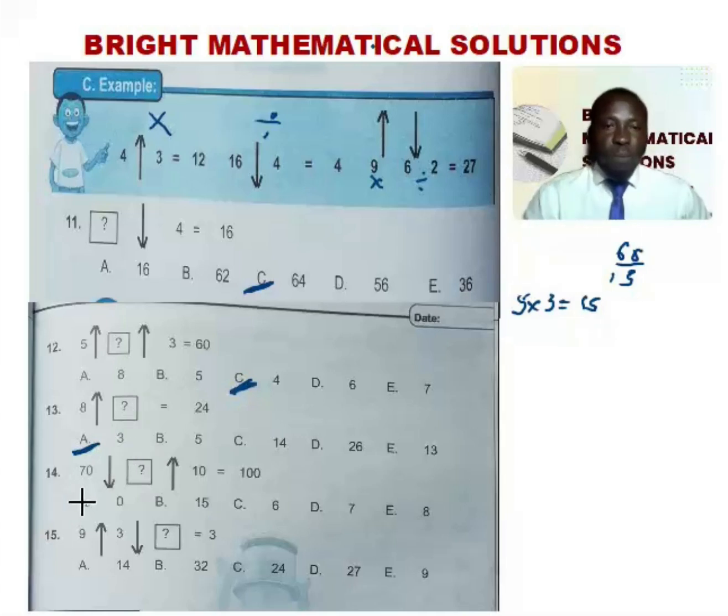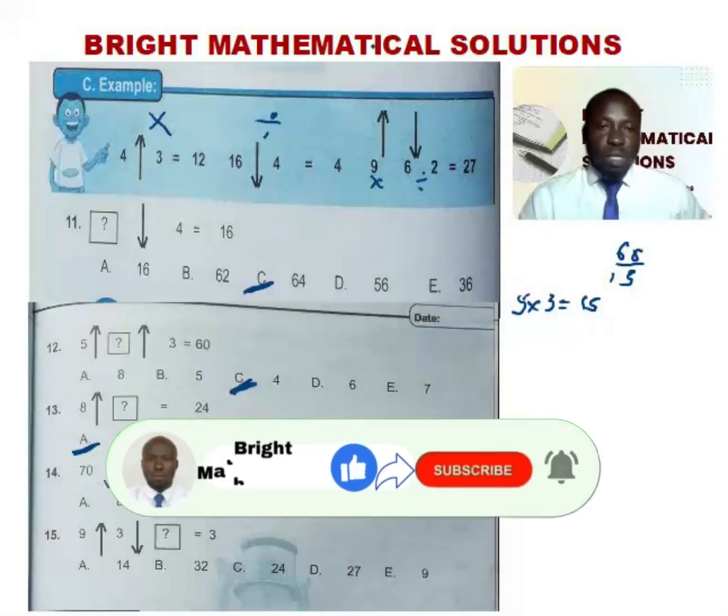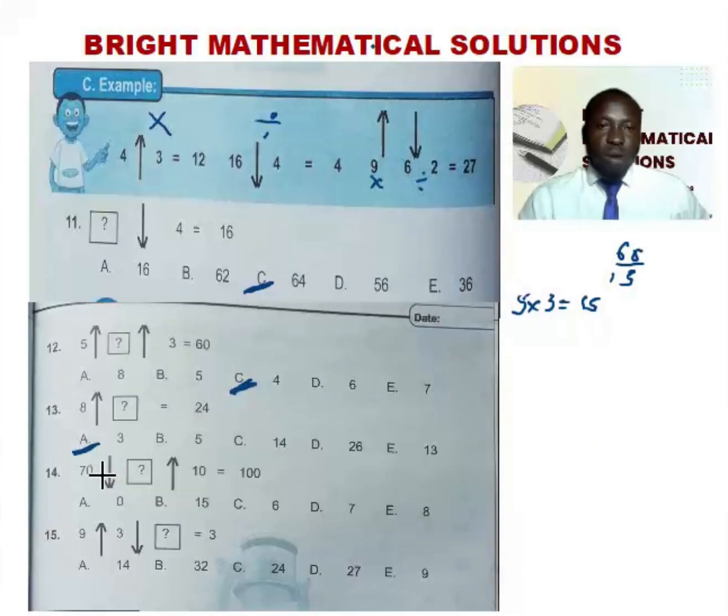And to the next one, we have 70, we have unknown, and we have an arrow that faces up, and we have 10. And they said everything equals 100. You can remember this is division and this is multiplication. So something divides 70, and when you multiply your answer with 10, it gives us 100. So we can take it in reverse and say 100 divided by 10 gives us 10. So that is the result of this operation.